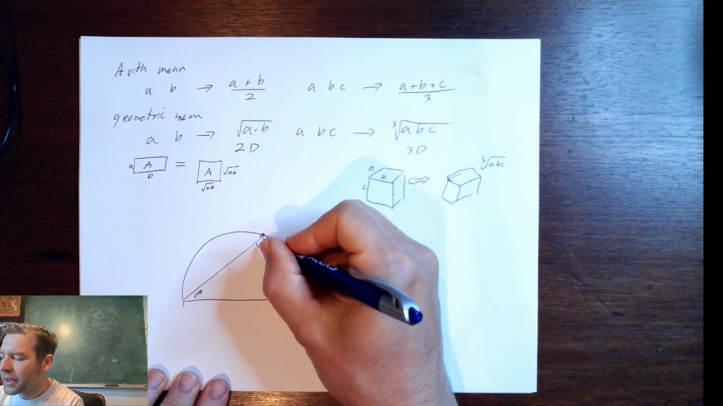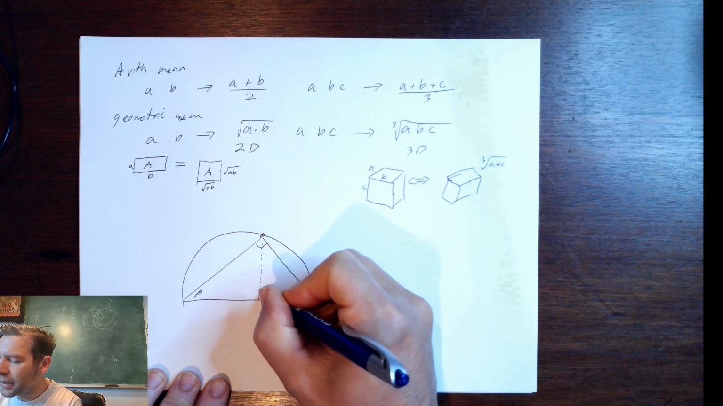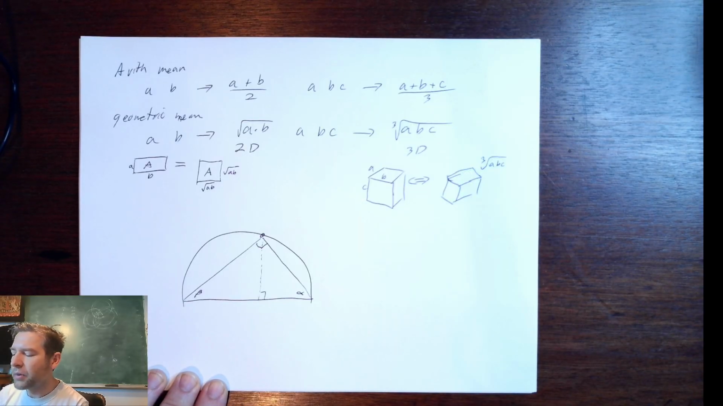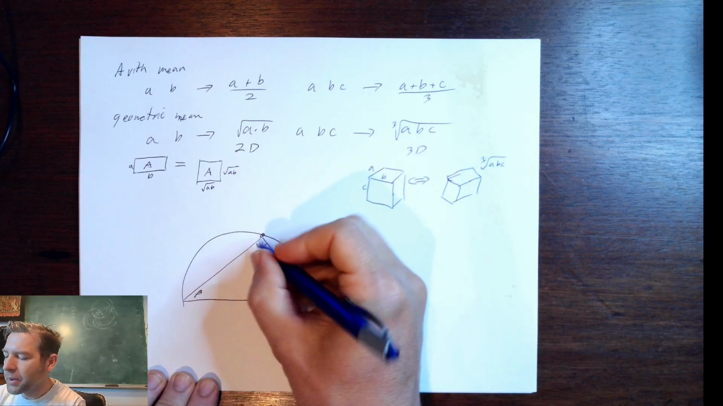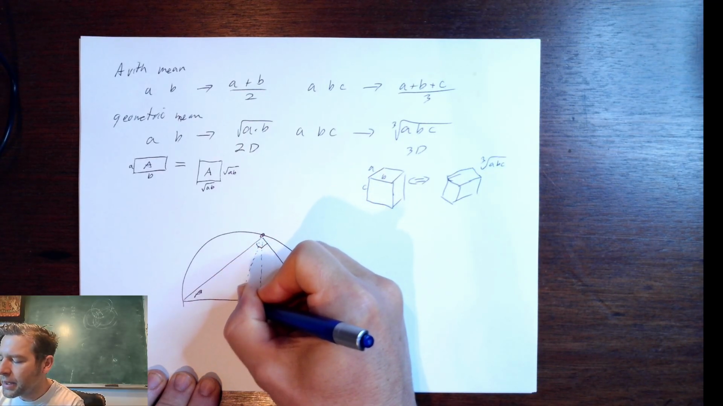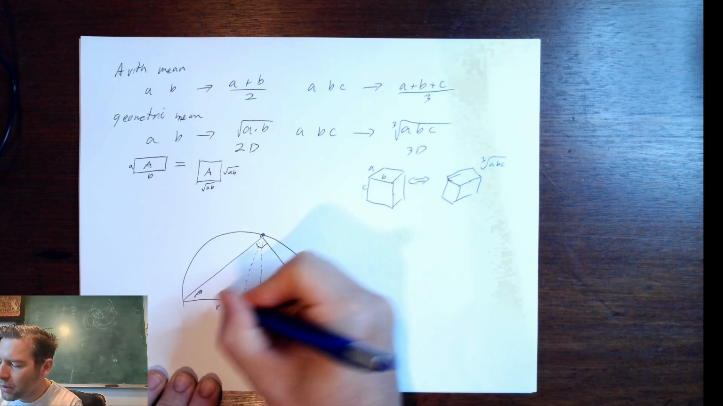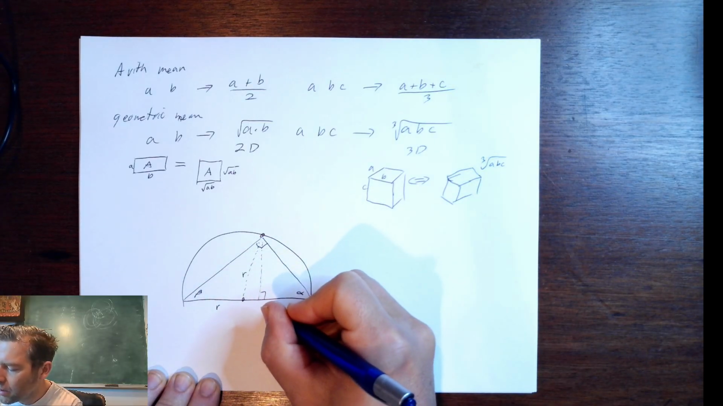Now, a couple other key features that I'm going to play with as we go along here is I'm going to end up looking at the altitude in that triangle if we drop down to get that. And I'm also going to look at the line to the center of the circle and define the radius r.